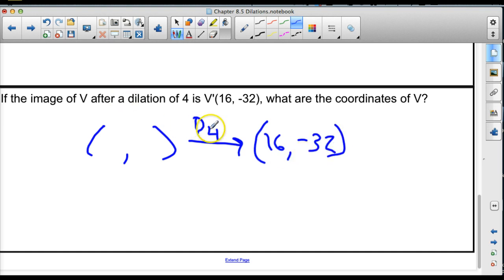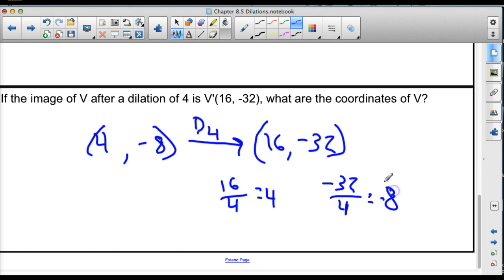So if I multiplied by 4 to get from this to here, to go backwards, I do the other operation. So I just do 16 divided by 4. And that'll give me 4, right? And -32 divided by 4 will give me -8. So all I did was the reverse operation. I just did 16 divided by 4, and I did -32 divided by 4. What if it was a fraction? Well, it's still multiplication, so then you just divide by the fraction. The point is, if you're going this way, it's multiplying, and if you're going back this way, from right to left, it's going to be division.